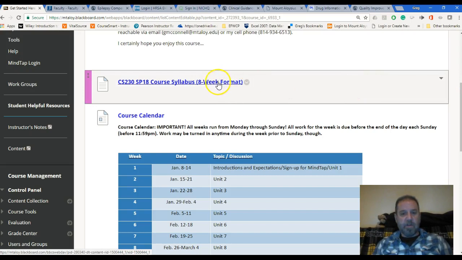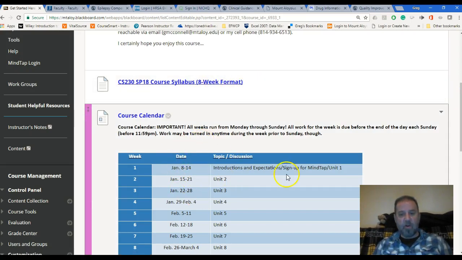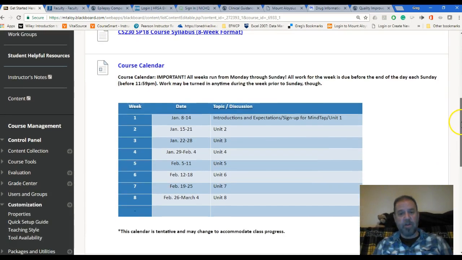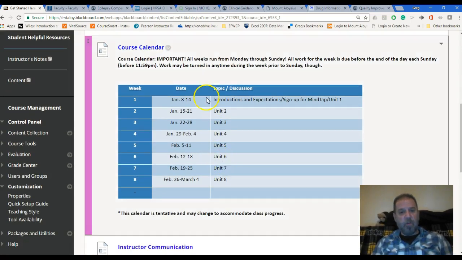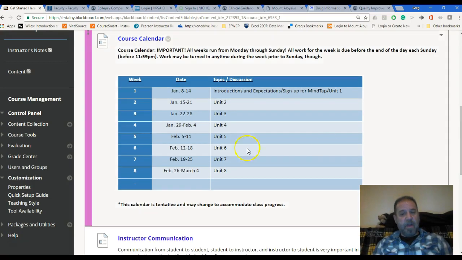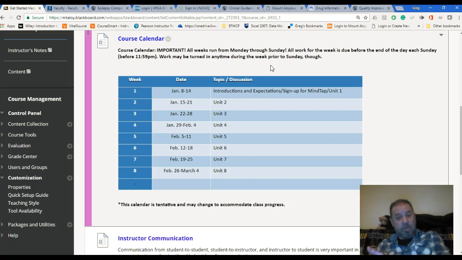Within the course syllabus is the course calendar. However, I pulled it out here so you can look at it quickly in this area. Again, this is an 8-week course. There are 8 units to the textbook that we will cover here, and they are listed out here. I'm going to open up the syllabus in a minute and show you the course textbook information. It's really important to note that all the weeks run from Monday, so the course starts Monday, January 8th. The first week will run Monday, the 8th, through Sunday, the 14th.